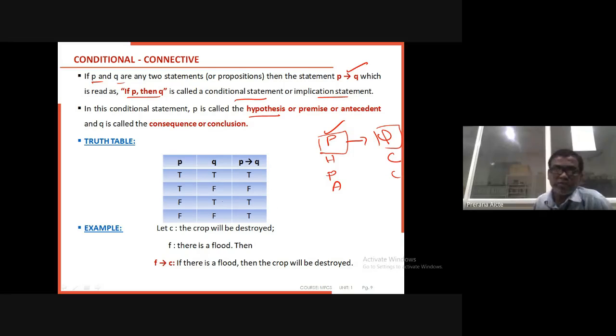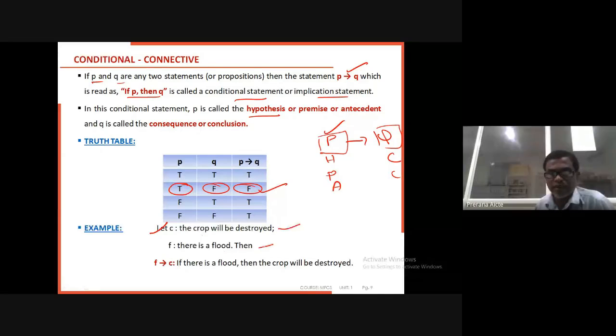Okay, remember this one. And coming to the truth table, you observe when it will be false. If the first proposition P is true and the second proposition Q is false, then only it will be false. In all other cases, it will be true only. Let us see this example. I have two propositions. The first one is the crop will be destroyed. The second one, there is a flood.